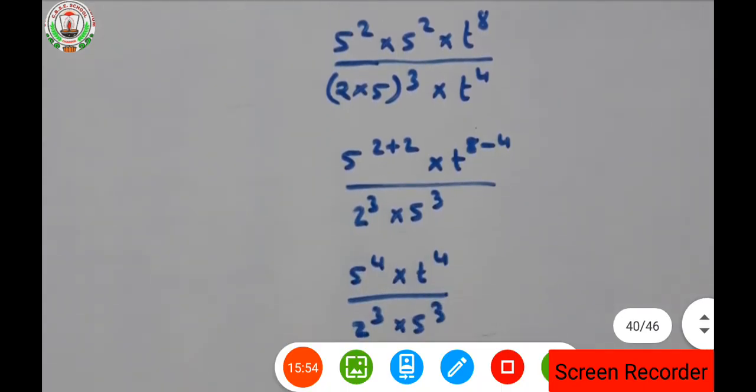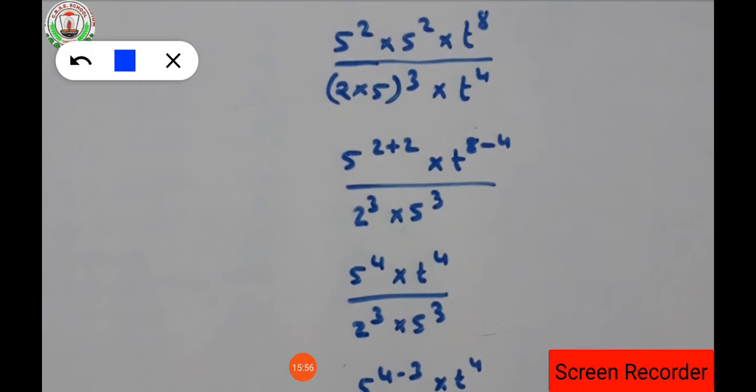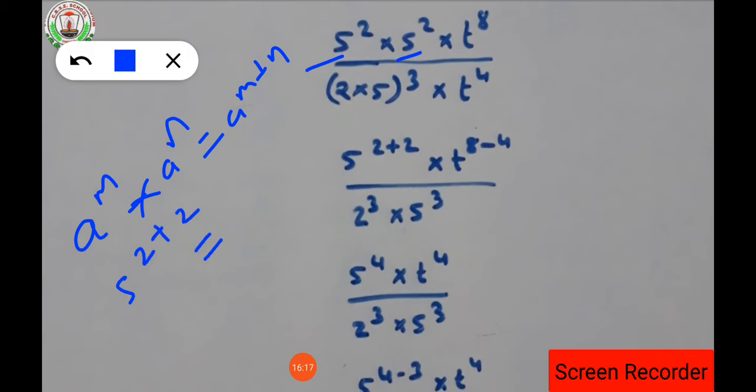Now look, what we have: we had written 25 as 5 to the power 2. Then we already have 5 to the power 2. So using here the law of exponents, a to the power m into a to the power n is equal to a to the power m plus n, 5 to the power 2 plus 2 will become 5 to the power 4. So here we will get the answer 5 to the power 4, by adding the exponents, isn't it?